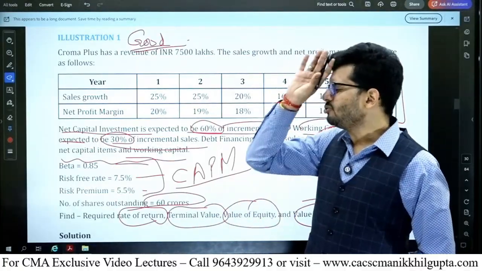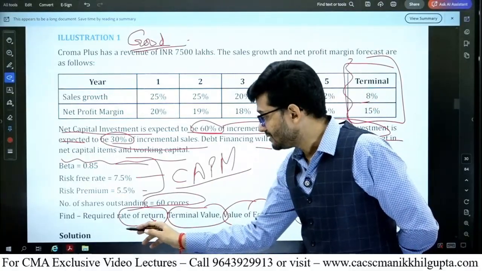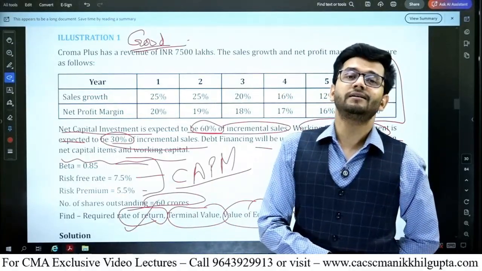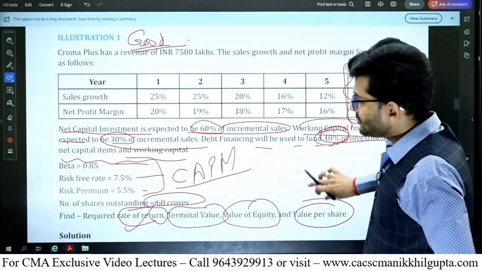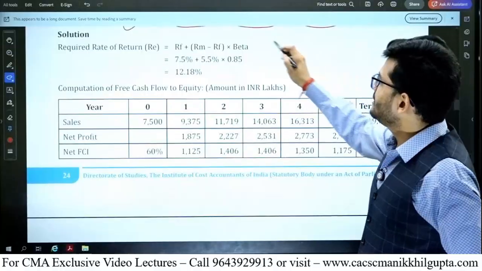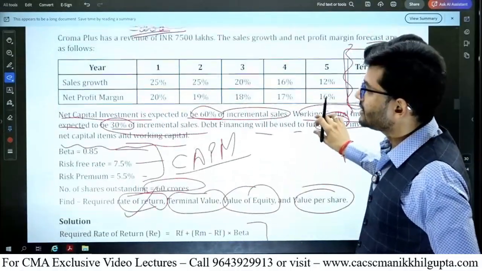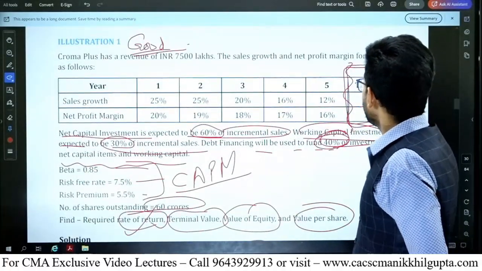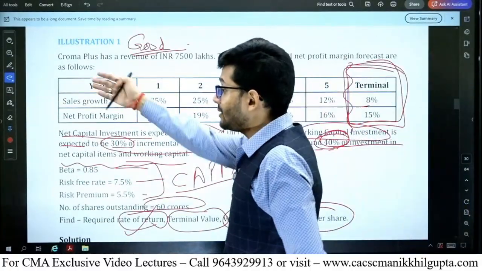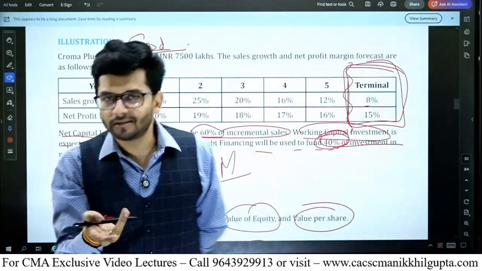So guys, without judging the question at the first instant, you at least start doing the easy parts. This is the easy part. Rate of return is the easy part. Start doing it at least. So always try to attempt the question as much as you can. CAPM model, straightforward calculation. We put it and we compute our answer. Next is to calculate the terminal value. Now, terminal value is required to be calculated, and of course, to calculate the terminal value, we have to calculate the entire bunch of information for the first 5 years, and then we'll calculate the terminal value.